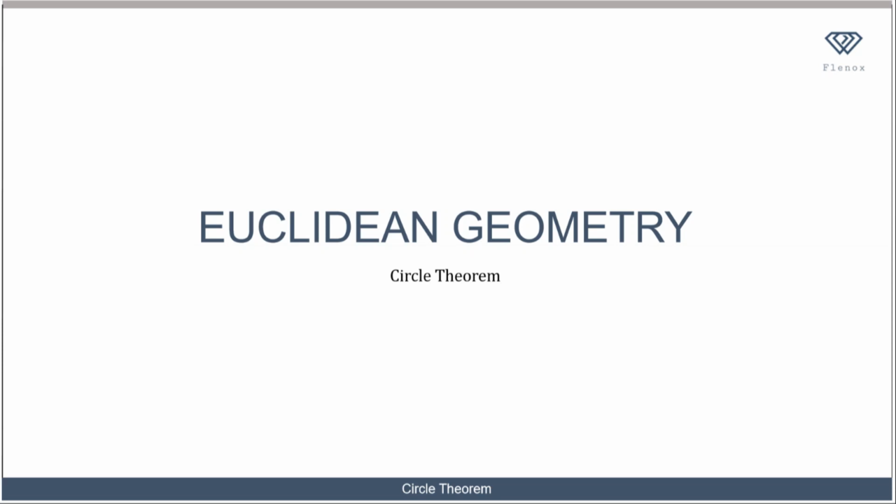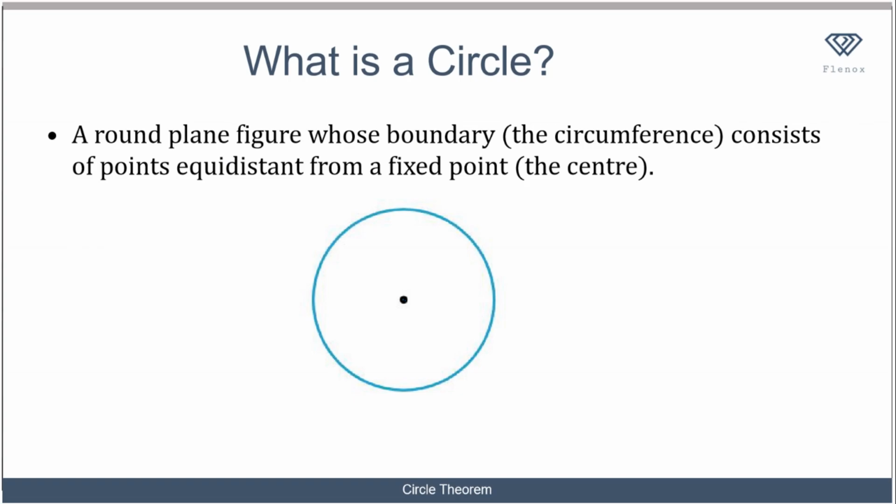Now let's look at circle theorem. To start out, let's define what a circle is. A circle is a round figure whose boundary, which is the circumference, consists of points equidistant from a fixed point, the center. What this means is that in a circle, you have the center and you have several other points that have a fixed distance from the center to all those other points. So that's what a circle is.